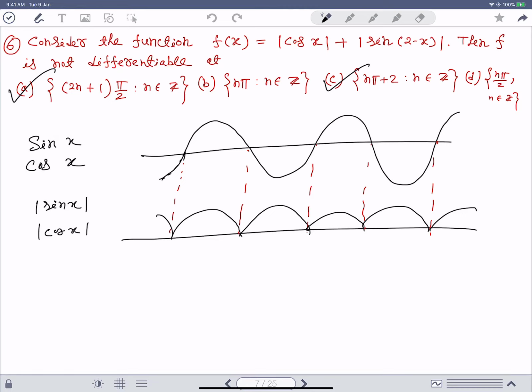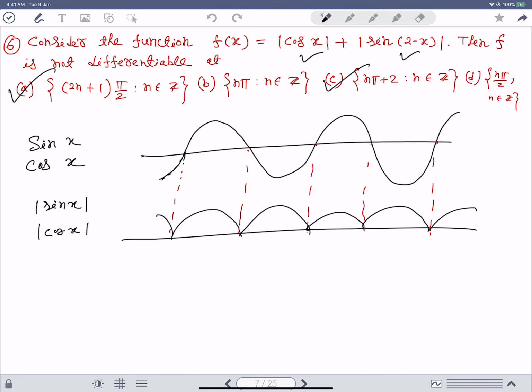Sir, when f(x) equal to 0. F(x) equal to 0, right. So then we have to find when both mod cos x and mod sin(2 minus x) are 0. See, first of all, they are both positive terms, right. Now this is a positive term, this is a positive term. So one cannot be the negative of the other. So that means if f(x) is suppose 0, that means at least one in that case.